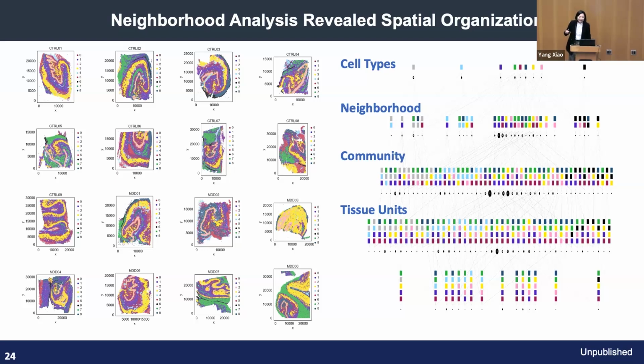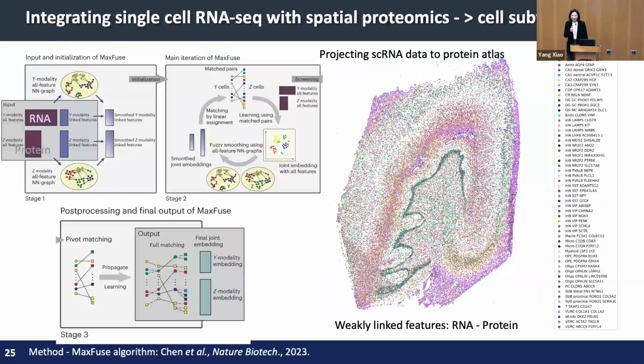And what's more, the spatial proteomics can also be integrated with single-cell RNA-seq. That's so exciting. As I just said, cells are not independent. They are very dependent. And genes are also not independent. They also depend on each other.